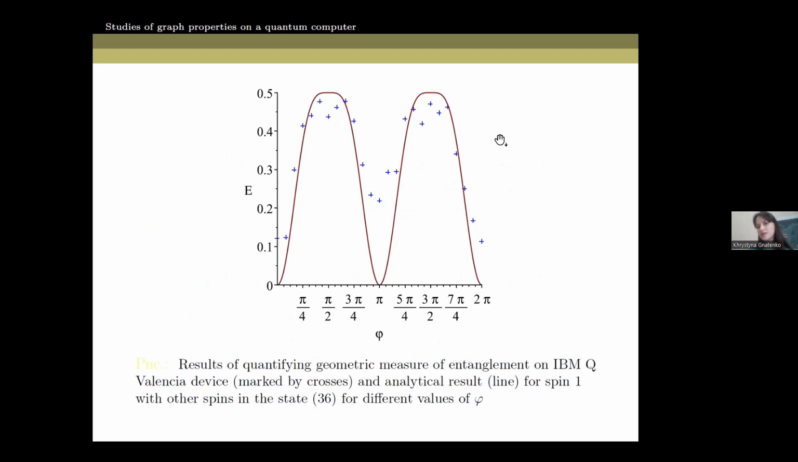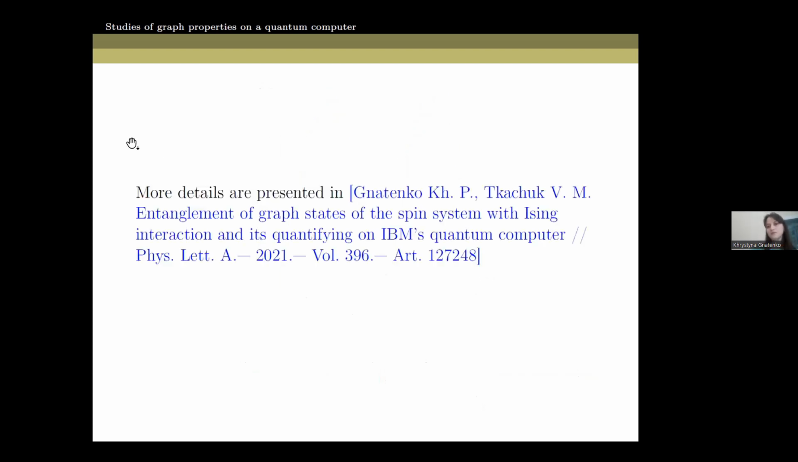The red line corresponds to analytical results, and the crosses correspond to results of quantum calculations. We have a very nice match. So on the basis of studies of entanglement of a qubit with other qubits, we can detect another property of the graph: the degree of a vertex. Also, more details can be found in this paper.